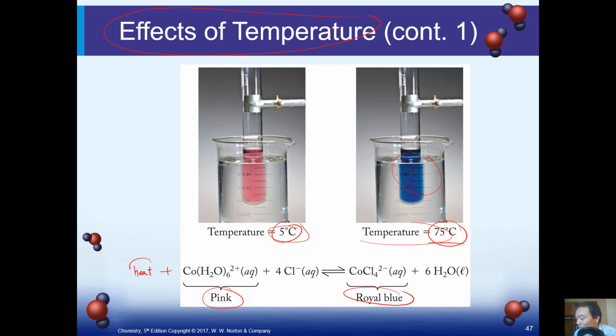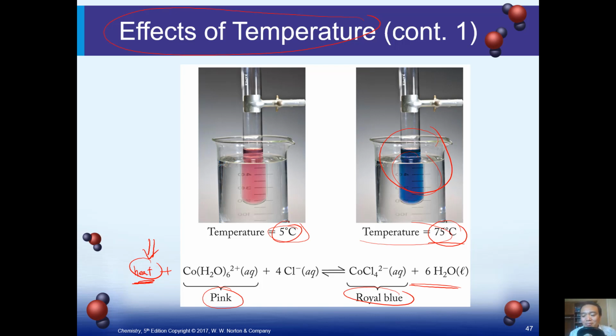So if I add more heat to this, oh, you shift to the right side. Why? Because you have more reactants now, okay? As if you have more reactants. So you shift to the right side. Oh, you become more blue. That's exactly what you expect. So this reaction is endothermic. Okay? All right.